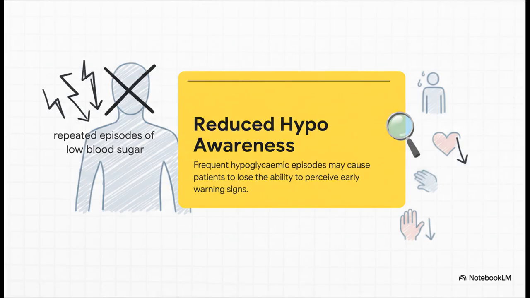What's happening here is that after someone has repeated hypos, their body's autonomic response just gets blunted. There's a term for it: hypoglycemia-associated autonomic failure. Basically, the body just stops sending out those classic adrenergic warning signs. And because of that, patients can just plummet into sudden, severe neuroglycopenia without any warning.